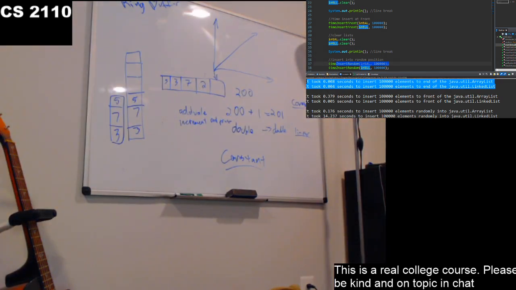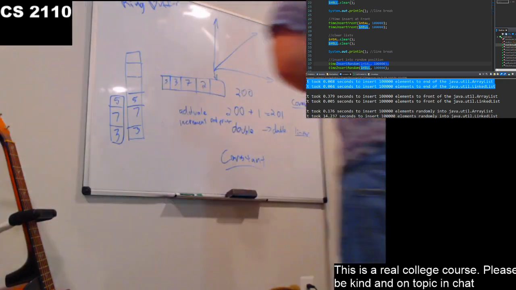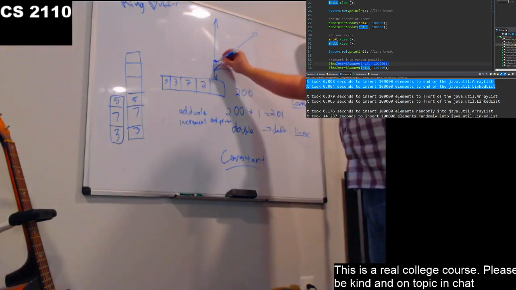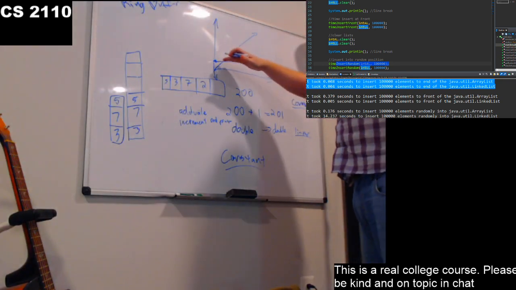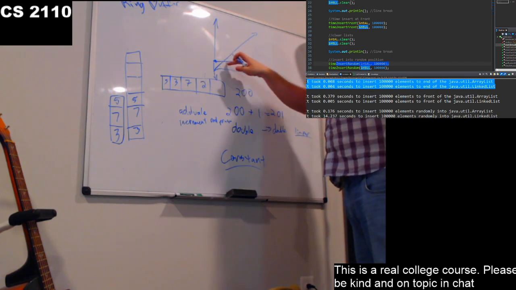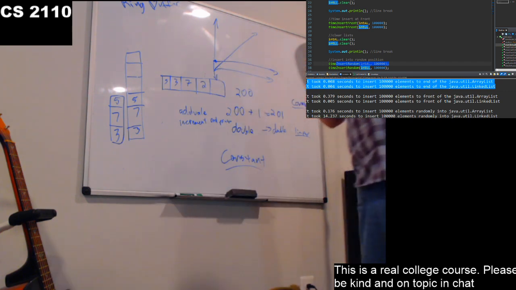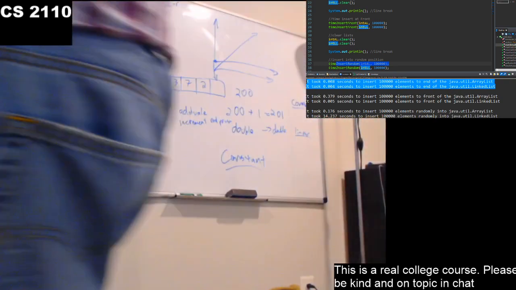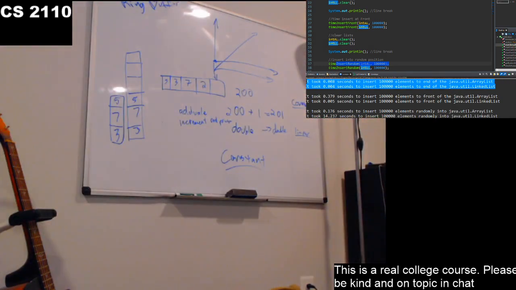So if I were to graph constant time, it would look something like this. It would look like a horizontal line. Even as the problem gets bigger, the runtime doesn't change. Now, there are more classes, but let's start with that.